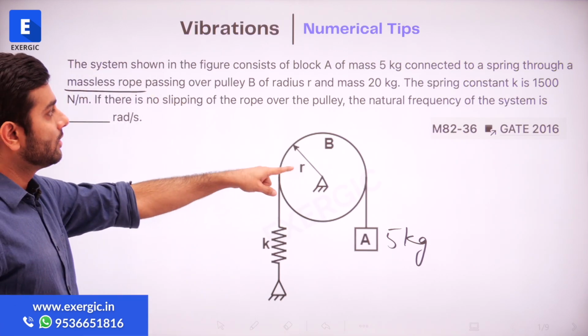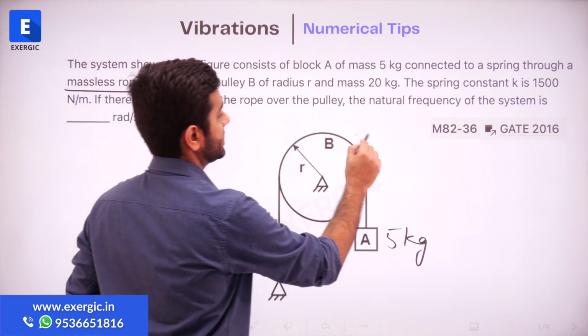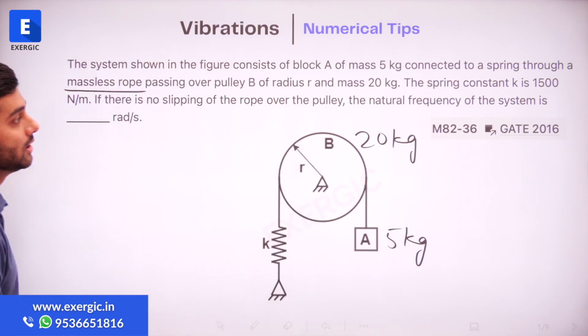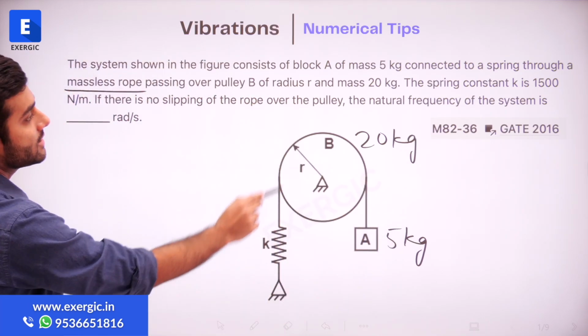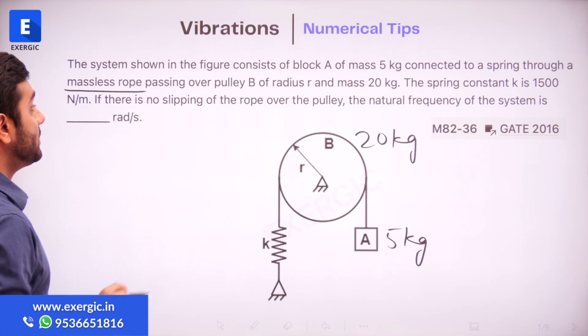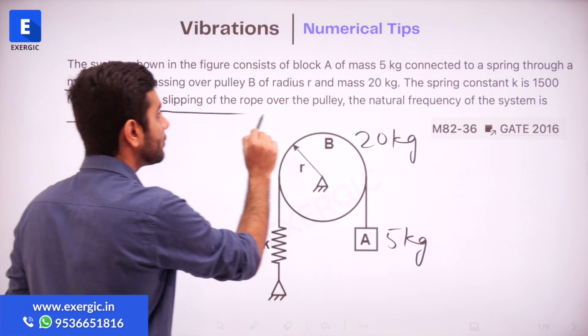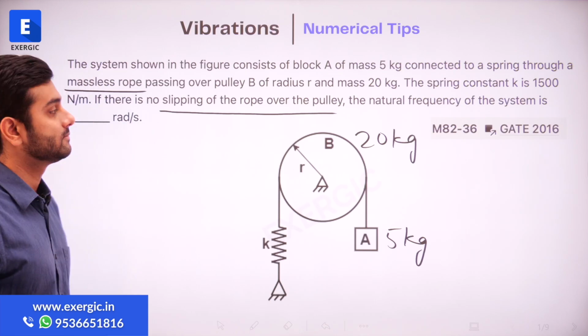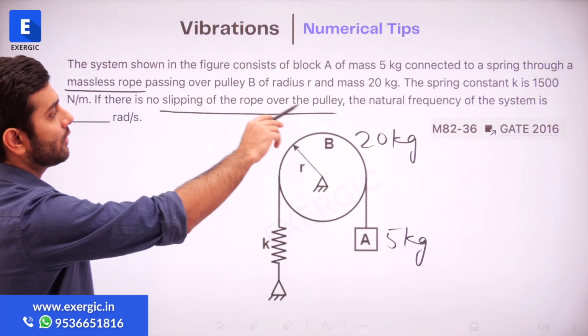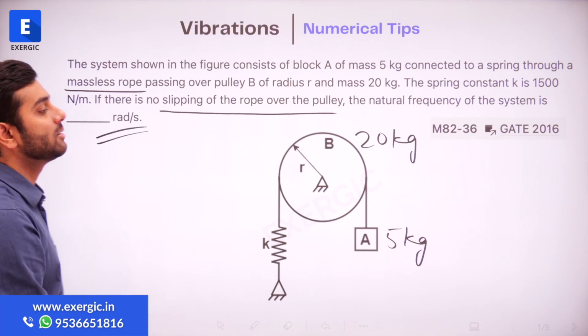The pulley B has a mass of 20 kg and radius R. The radius is not given to us. The spring constant K is 1500 Newton per meter. If there is no slipping of the rope over the pulley, this line is important, we will discuss it soon. Find out the natural frequency of the system in radian per second.